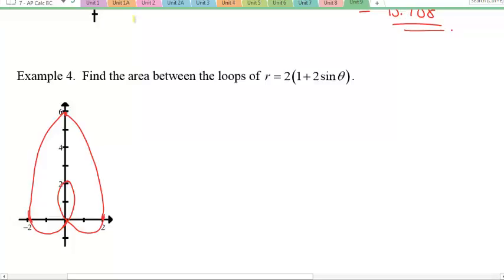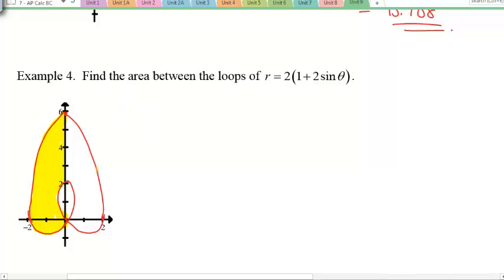Wow. The area between the loops. So one loop here, one loop there. I'm thinking, yikes. I'm looking at something like this. Double it. Okay? Wow. So, let's see if we can figure out some intersection points, perhaps.